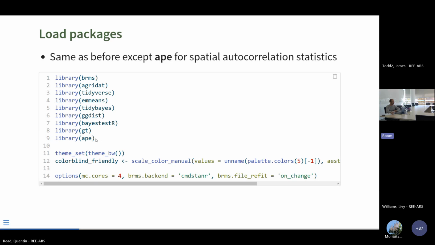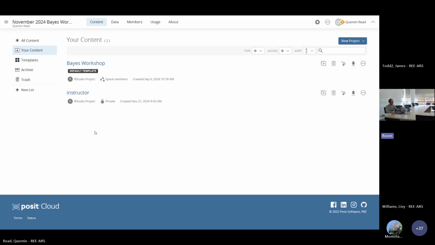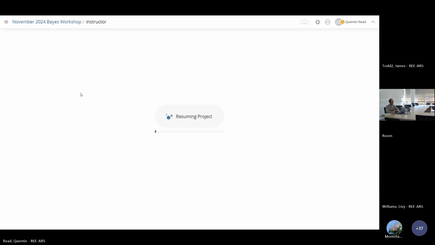We're loading all the same packages from yesterday, with the same plotting and model fitting options. But we're also going to use the ape package a bit today, and that's what we're going to use, Amanda, to test formally for spatial autocorrelation in the residuals. It has a function that can do that. Let's see. So I'm going to go back into Posit Cloud and open up my project, the same one from yesterday. So let's go ahead and do that.